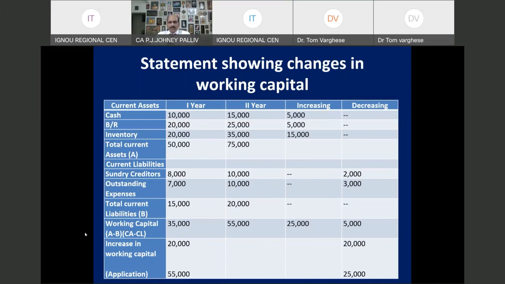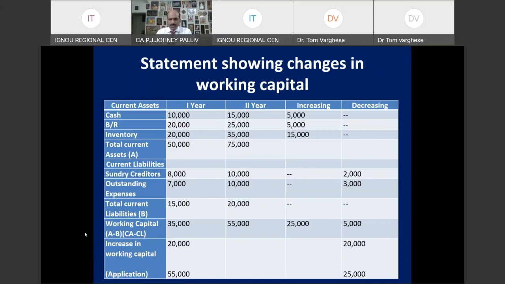That means they have sufficient money for making the immediate expenditure. That means out of 50,000, they can easily make payment of 15,000 rupees. So current asset is 50,000, current liability is 15,000. Therefore, we can meet the day-to-day expenses, salary, rent, electricity, all this they can make payment out of cash balance, amount receivable and inventory, so that there is no liquidity problem.